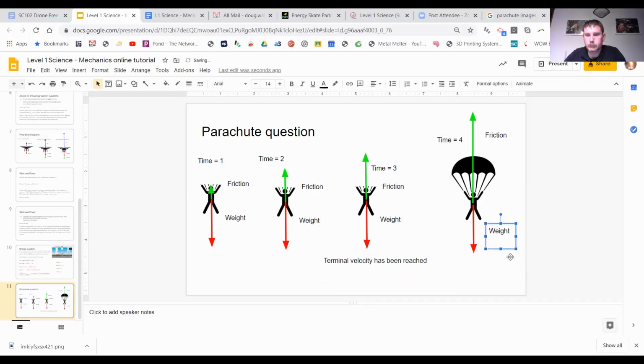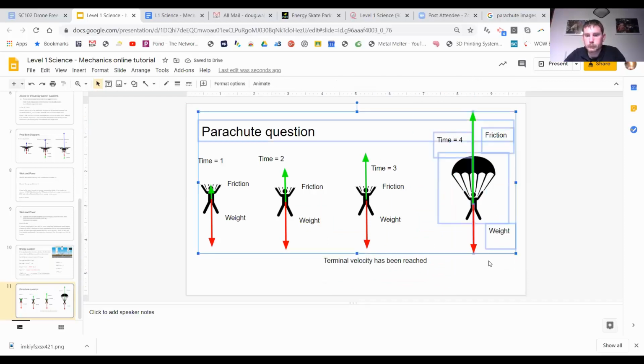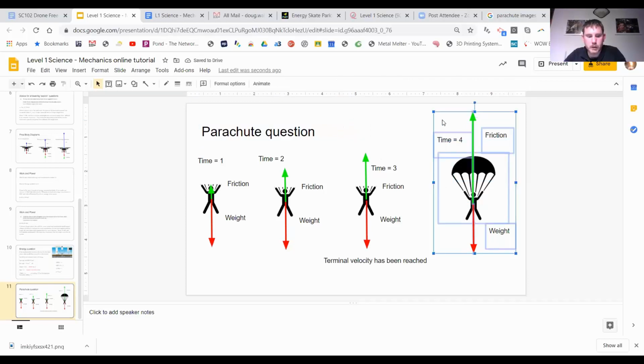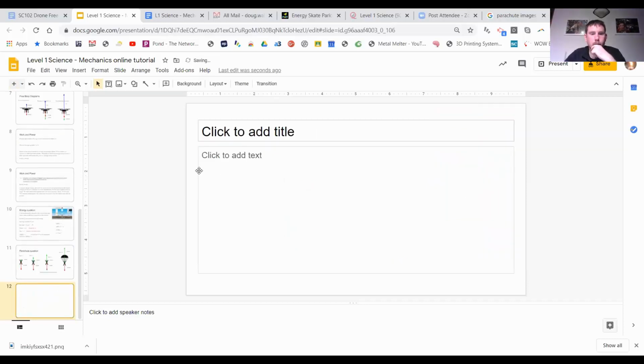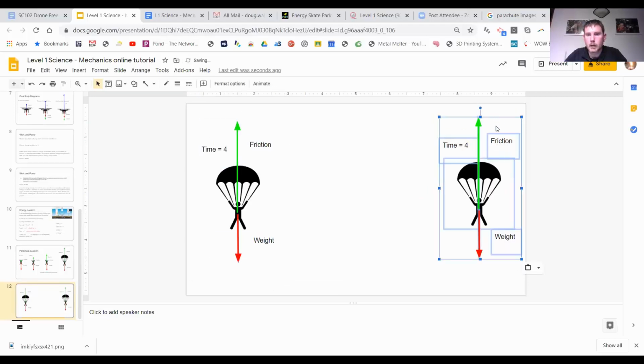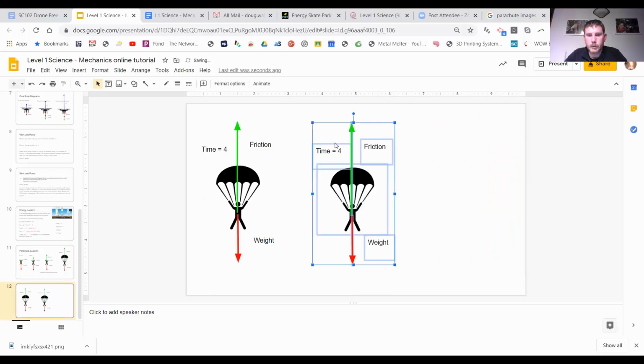I think that's going to get a bit cramped, so I might just actually copy that time 4 diagram onto another page. And then I'm going to make this time 5.